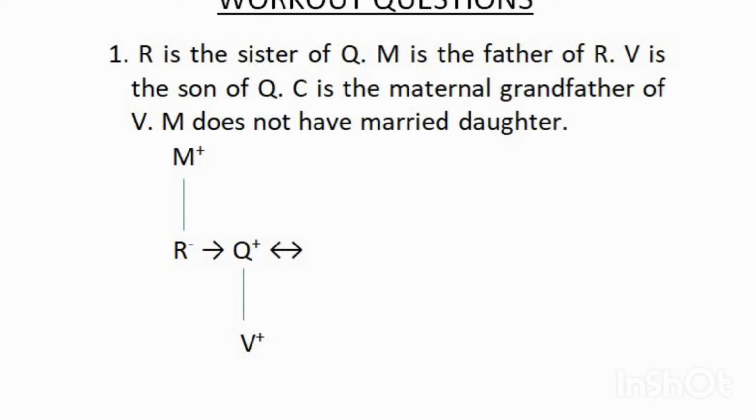It is represented like this. Okay, so this is the final representation. R is the sister of Q, M is the father of R, V is the son of Q, C is the maternal grandfather of V, and M does not have married daughter.